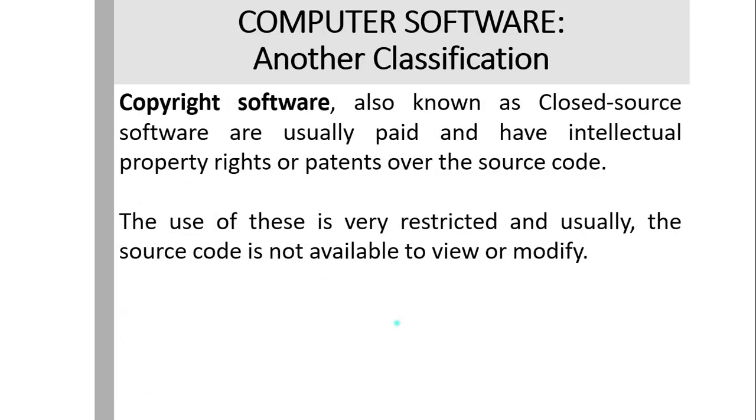The last category is copyright softwares, also known as closed source softwares, are usually paid and have intellectual copyrights or property rights or patent over the source code. The use of this is very restricted and usually the source code is not available to view or modify. Right? Neither you can share it with anybody else further.